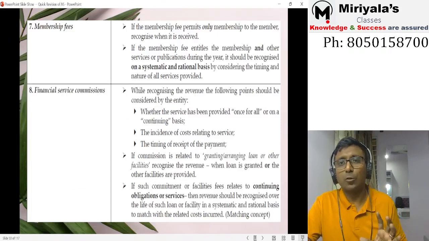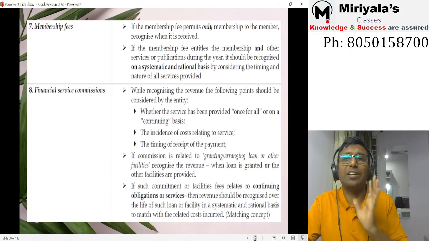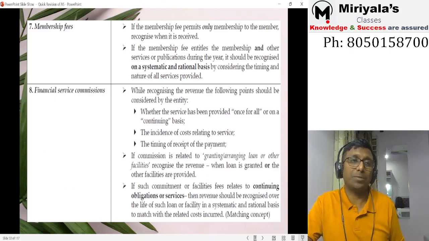Membership fees also, it depends. Now membership fees, is it for 1 year? That means it is recognized systematically on a rational basis, which makes sense in the given circumstance.